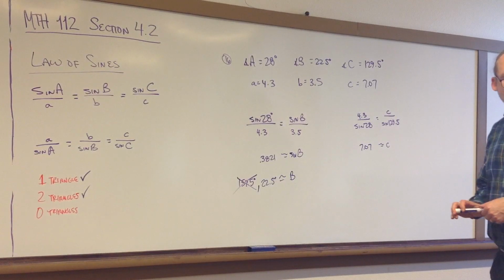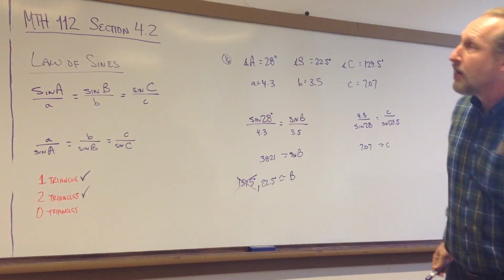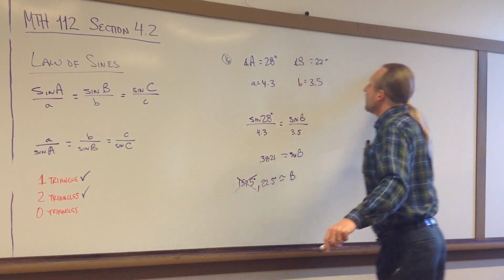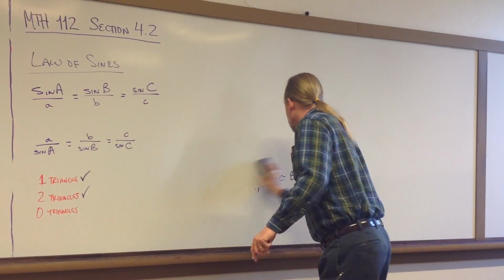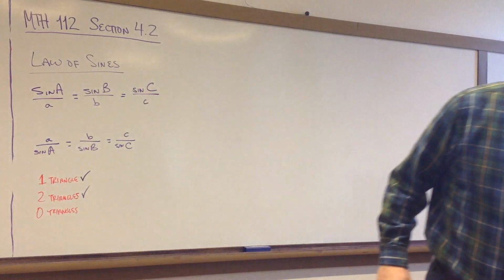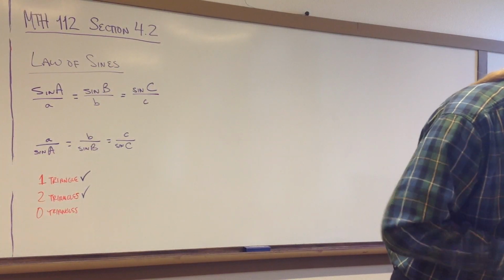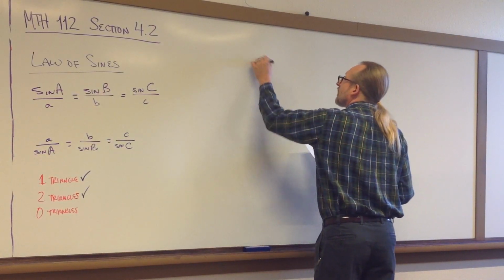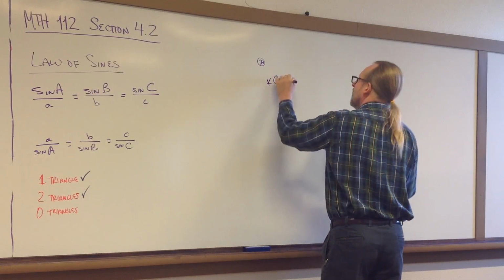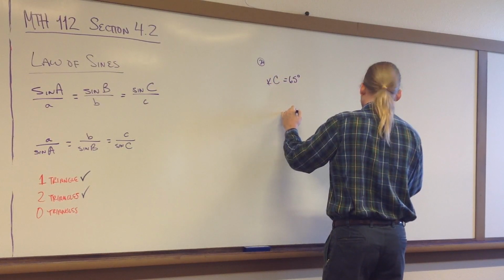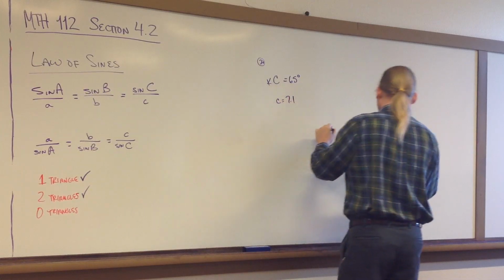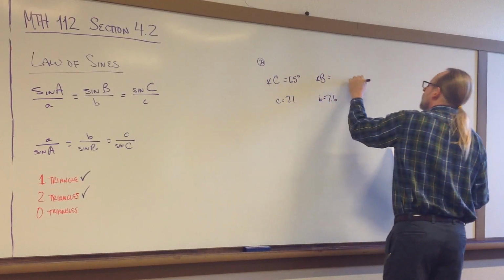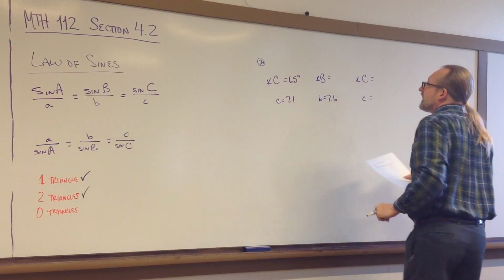All right, so we've seen two of each type of problem. I think I'll do one more example here. I'll just do the last one on the page and see which type of problem it is. Problem 20. Angle C, 65 degrees. Side C, 7.1. Side B, 7.6. We want to find angle B, angle C, and side C.